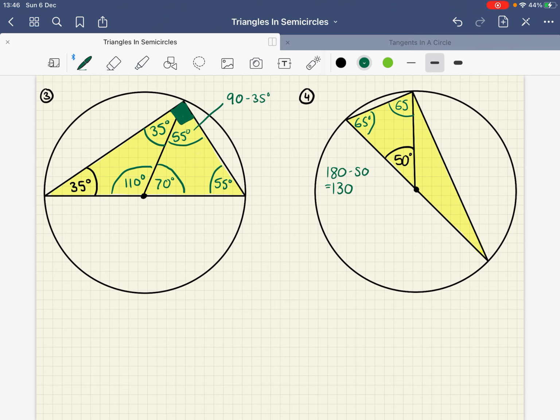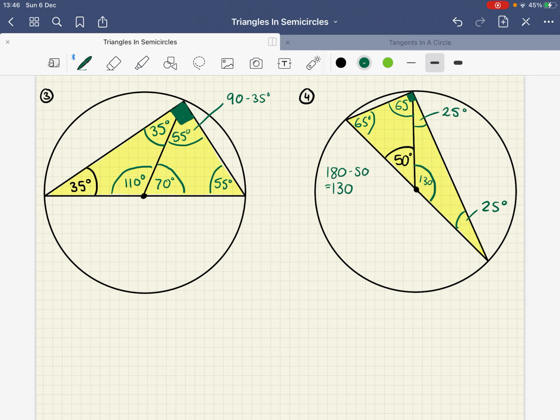And I'm just going to use my knowledge on my right angle. So that's going to be a right angle up there in the top corner. And so 90 degrees take away 65 would give me 25 degrees there. So down here is also 25 degrees. And then my last angle, I can use my straight line knowledge here, 50 degrees, and then take that away from 180. That's going to give me 130 degrees in there.